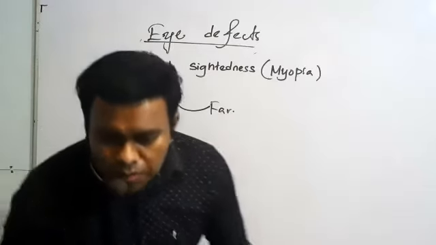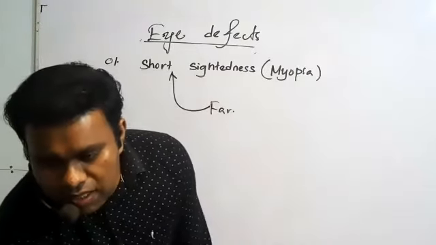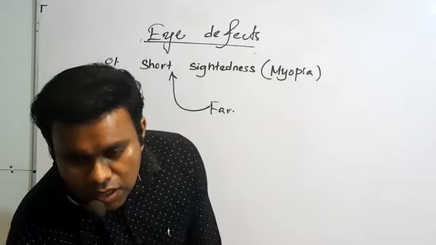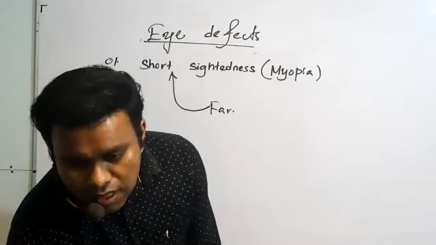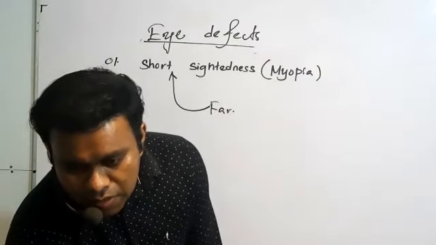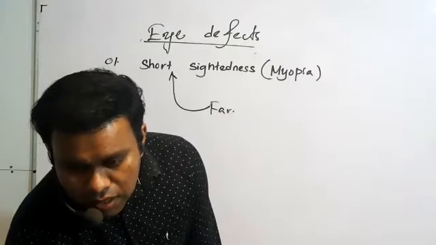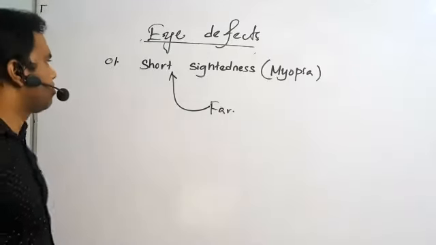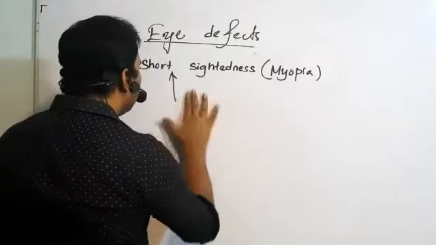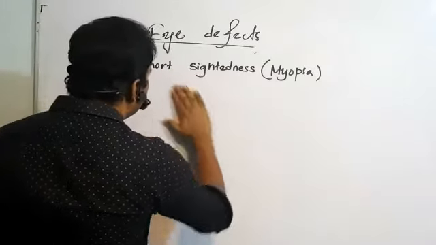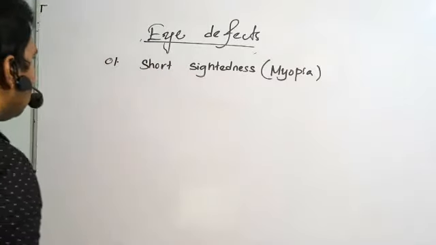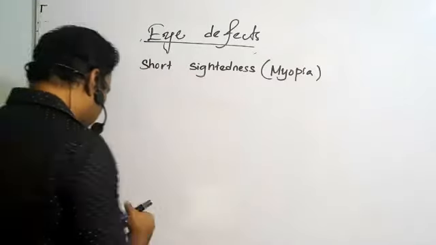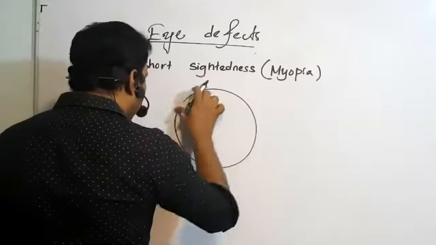Okay, weakness of the ciliary muscles to increase the curvature of the eye lens. So the second reason is short eyeballs. Okay, I put that. Now you can take it down. Okay, thank you, Nadika. Now you can understand it here. Okay. Short-sightedness. Okay.